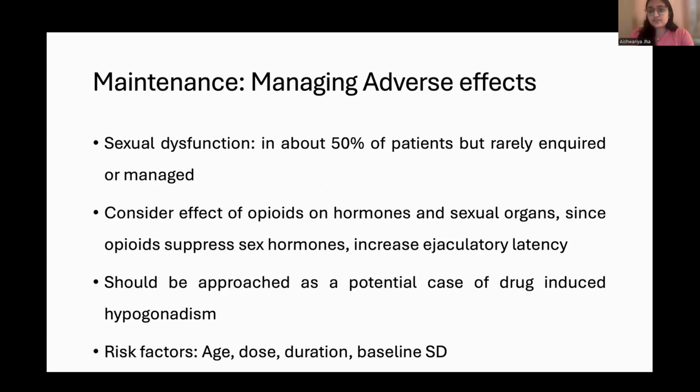In about 50% of patients, on all forms of opioids, patients can experience sexual dysfunction. And this is something that we miss to inquire and treat. So it's important to actually approach this as a case of drug-induced hypogonadism. You can liaise with other teams if necessary, and also perhaps look at what other things might be contributing to it. Some of the risk factors for this are age, the dose of the opioid, the duration of exposure, and whether there was previous sexual dysfunction.